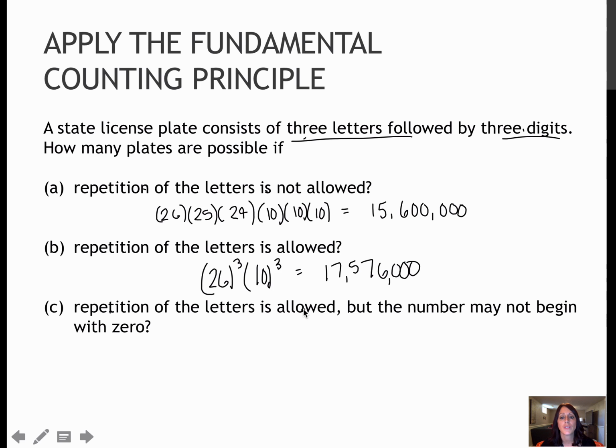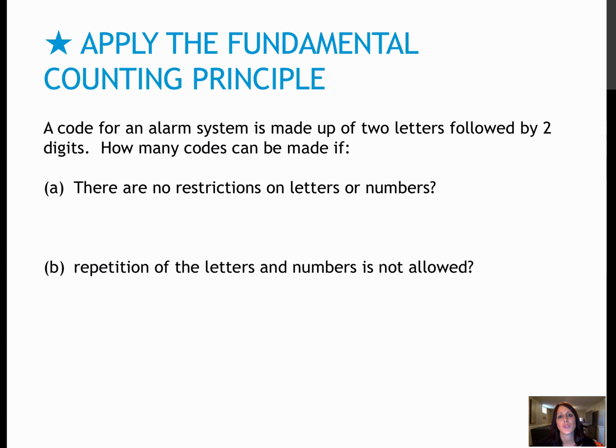Last one: repetition of the letters is allowed, so 26 to the third, but the number may not begin with 0, which means for my first digit, there are only 9 choices. The other 2, I have 10 choices. So 26 choices 3 times, 9 choices 1 time, 10 choices 2 times. And that gives me 15,818,400 different options.